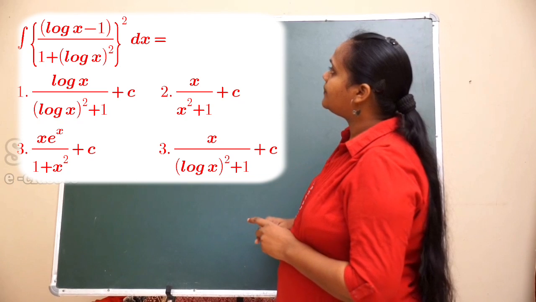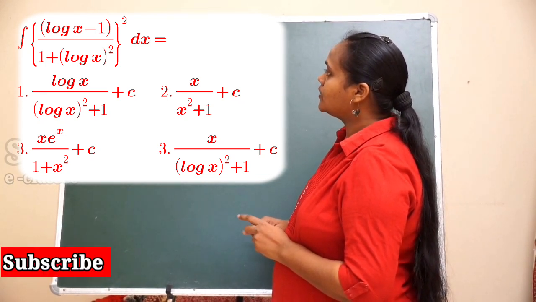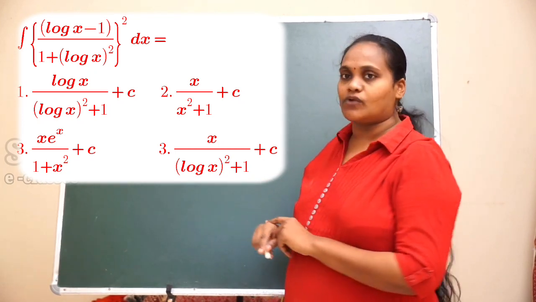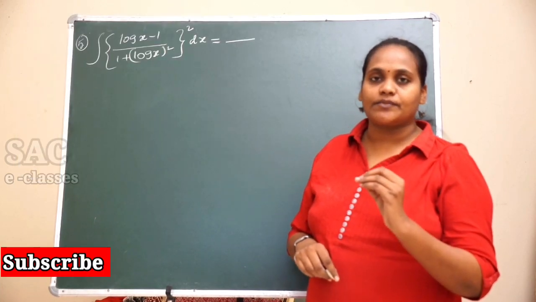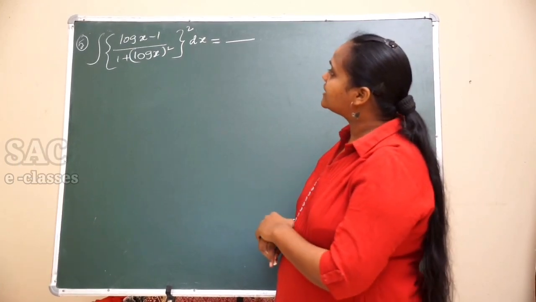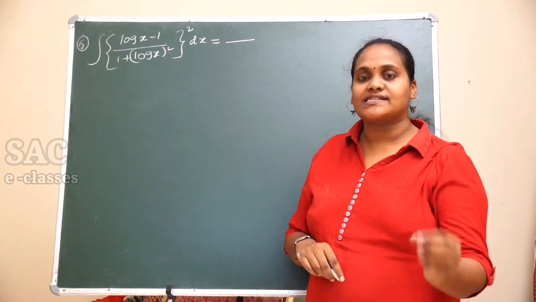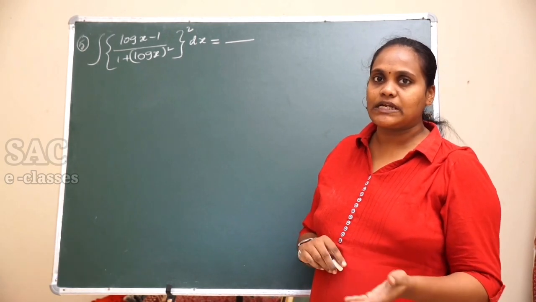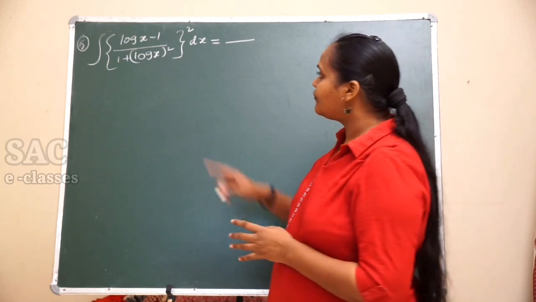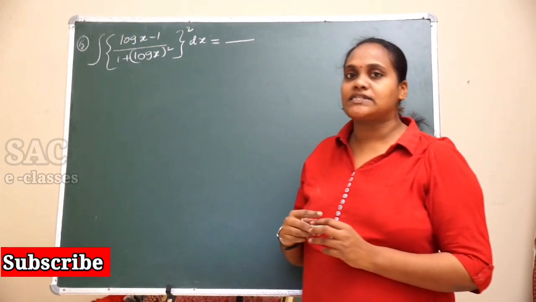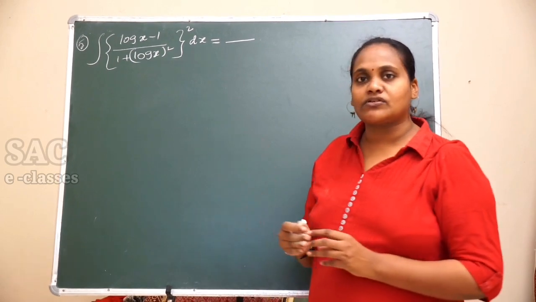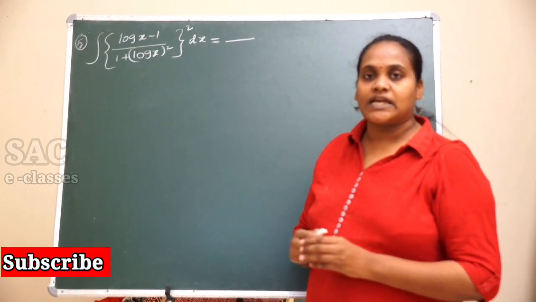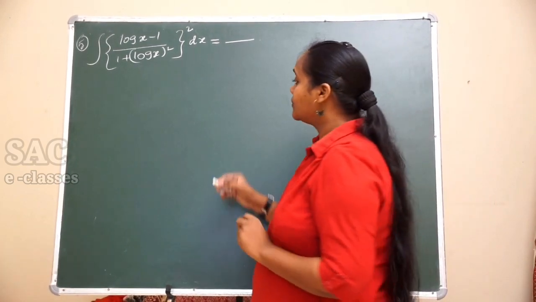Now see the fifth problem. Integral of ((log x − 1) by (1 + log x)) whole square dx. What is it? If you have observed, in problems like this we usually take log x as t. If you take log x as t, what will happen? Obviously the differentiation of log x is 1 by x, but you can see 1 by x is not there anywhere. This was given in the 2019 MCET. How will we solve problems like this, especially when they have given a logarithm function?